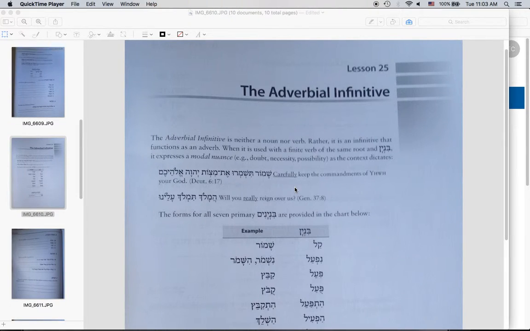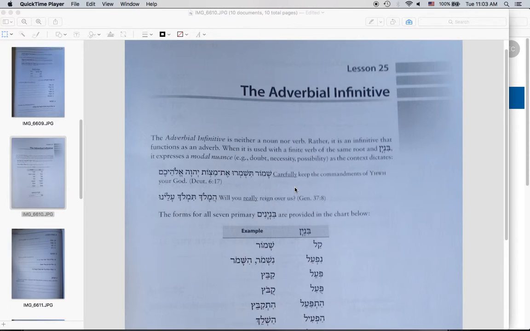25, we continue our discussion of infinitives, but here we're dealing with adverbial infinitives. So first we need to talk about what an adverb is. An adverb is exactly what it sounds like. It is a word that adds to verbs. We have all sorts of different types of adverbs, but here we're talking about infinitives that function as adverbs. They are neither noun nor verb. It is simply an infinitive that is functioning as an adverb.